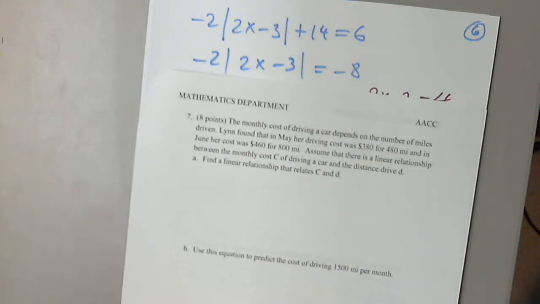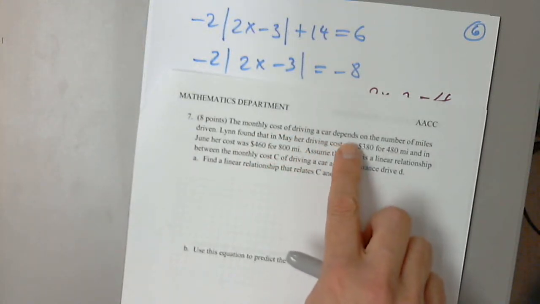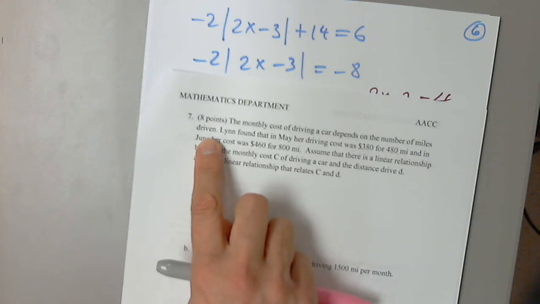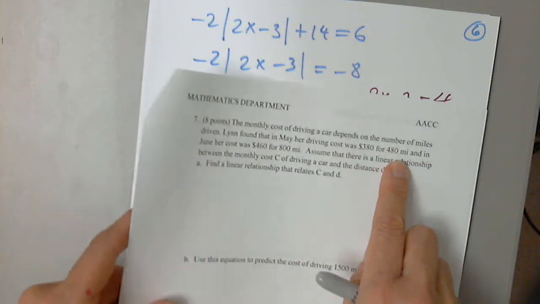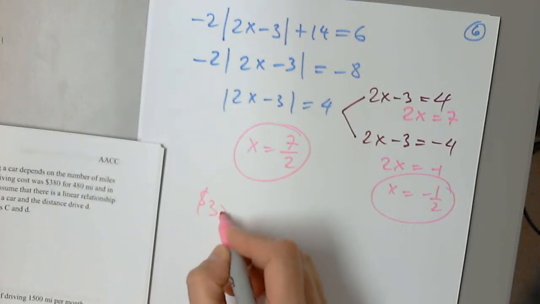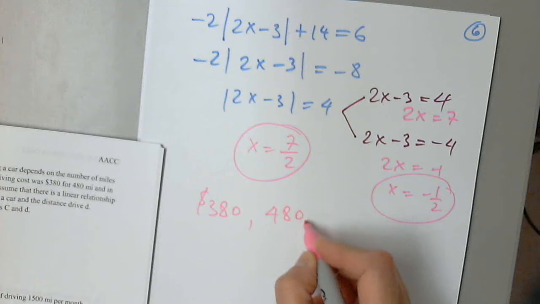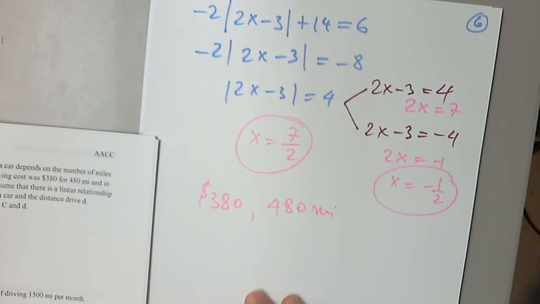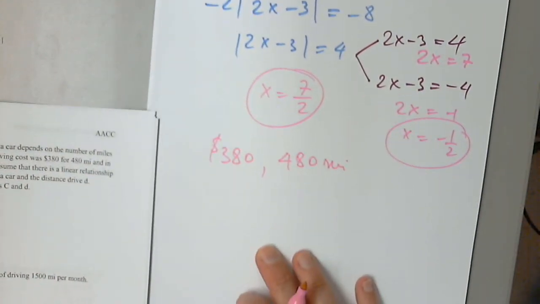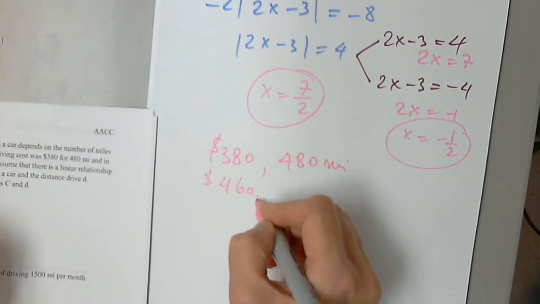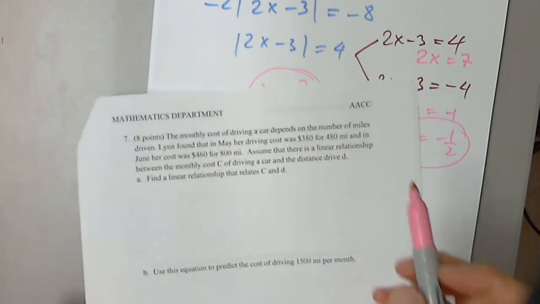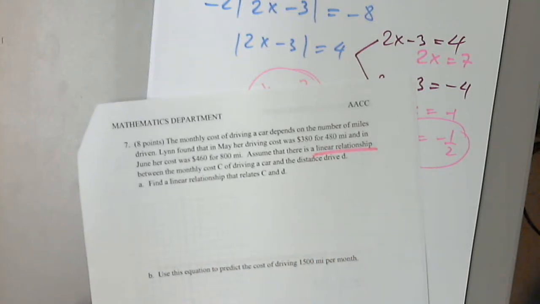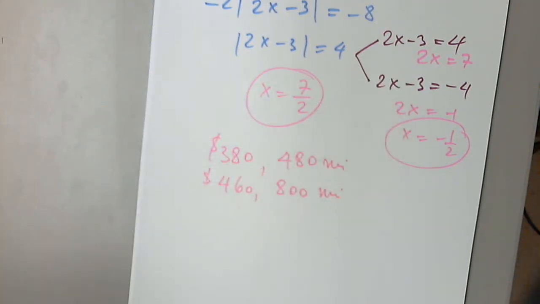Let's read it first. The monthly cost of driving a car depends on the number of miles driven. Lynn found that in May her driving cost was $380 for 480 miles. Always take notes when you work on a word problem, and you may need to read it more than once. And in June her cost was $460 for 800 miles. Assume that there is a linear relationship. This is a key word here, or key words, linear relationship, because if it's quadratic, it's something else.